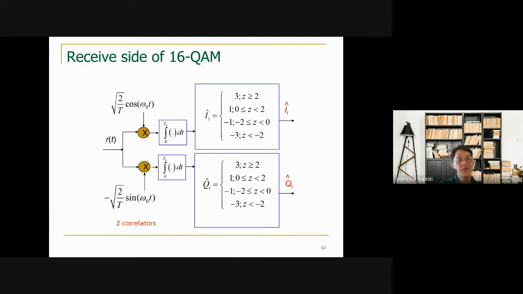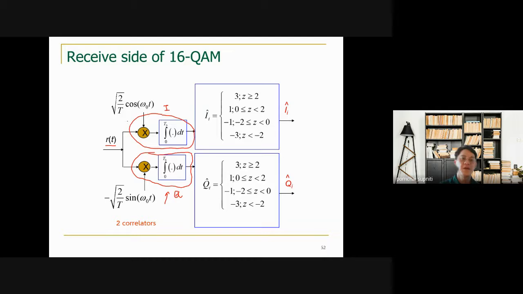Okay, so on the receive side, we also use the correlator structure, the same as what we saw earlier. For the receive signal that consists of both the I channel and the Q channel, we use the top correlator to extract the I symbols, and the bottom correlator to extract the Q symbols. This is the I channel, and this is for the Q channel.